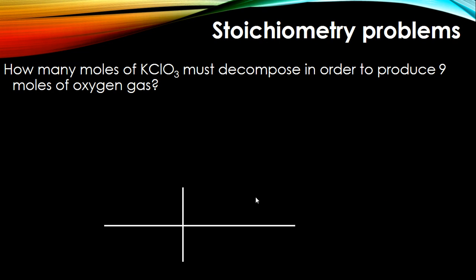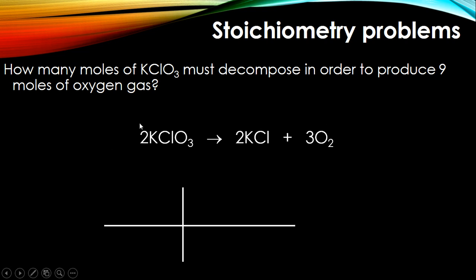So how many moles of potassium chlorate must decompose in order to produce 9 moles of oxygen gas? So again, I start with my balanced chemical equation. And this would be something that's given to you, probably not balanced. That will be something that you are doing, but the base chemical equation will be given to you. So I have my balanced chemical equation. I know my known and my unknown, right? I know that I have 9 moles of oxygen gas.